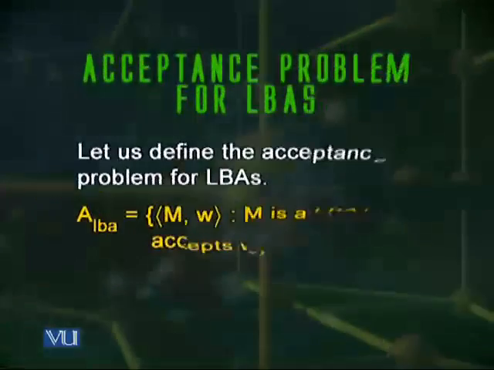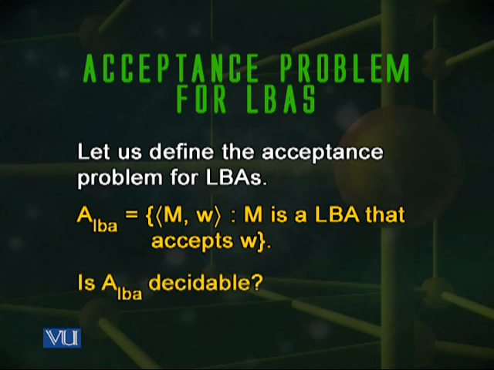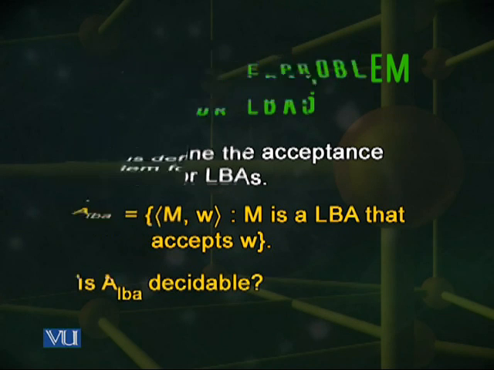The emptiness problem for linear bounded automata and the acceptance problem for linear bounded automata can be defined just as we define the acceptance and the emptiness problem for Turing machines. Let us define the acceptance problem for linear bounded automata. ALBA is going to be the set of all pairs M, w, where M now is a linear bounded automata that accepts a string w. The question arises, is ALBA decidable? So the acceptance problem for linear bounded automata is as follows. You're given a linear bounded automata and a string, and you have to decide whether this string will be accepted by this linear bounded automata.